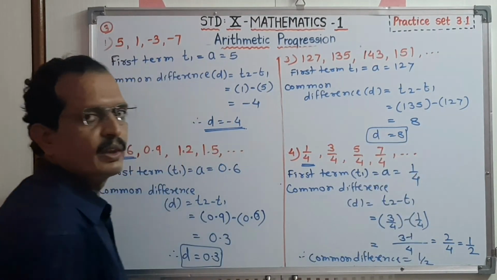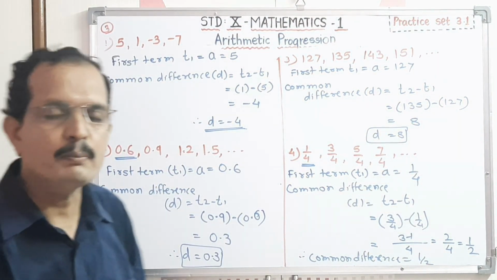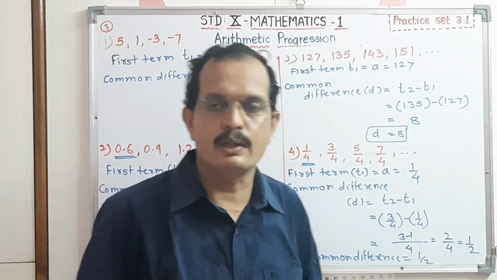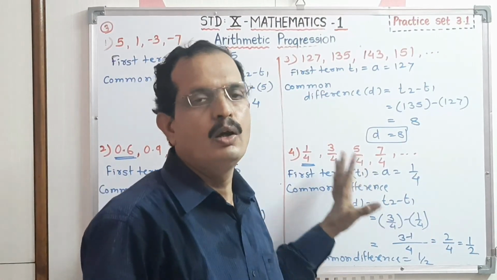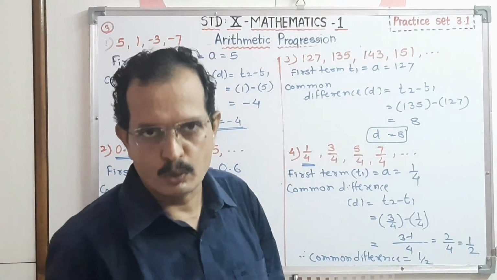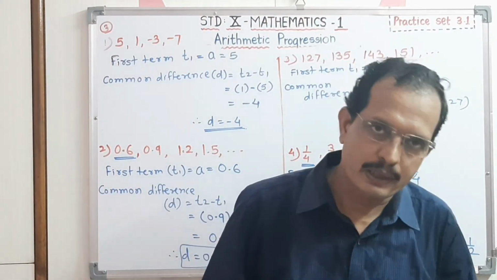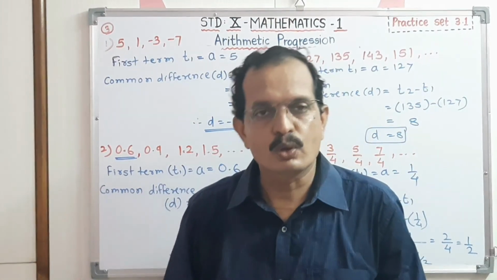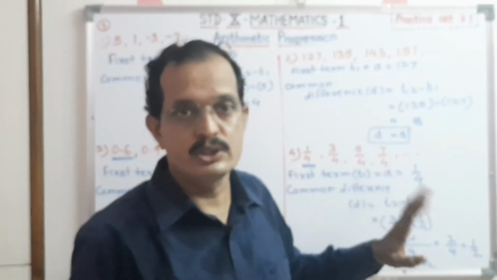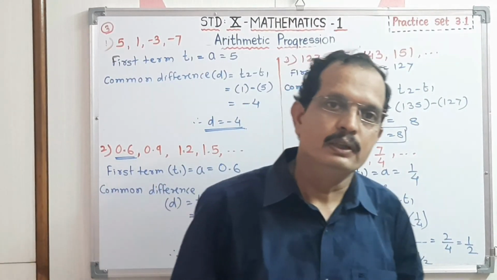Therefore, common difference is 1 upon 2. Dear student, practice set 3.1 is completed. Write down all this sum in your notebook and do the practice of that and solve the related sum which are in a problem set. Thank you.